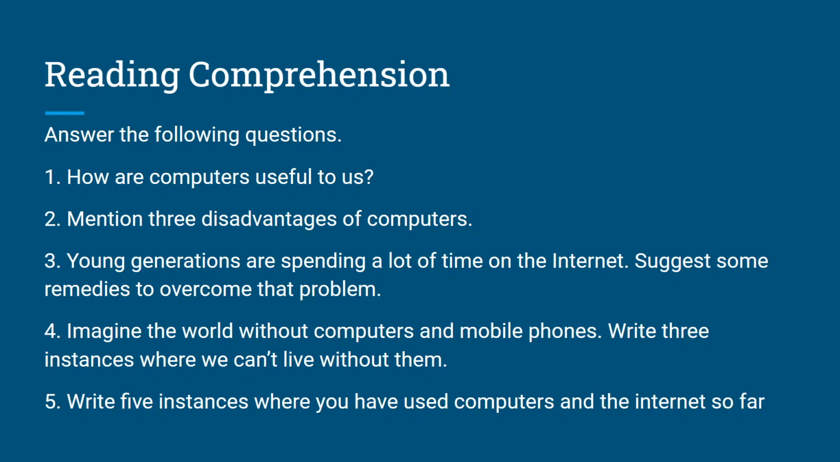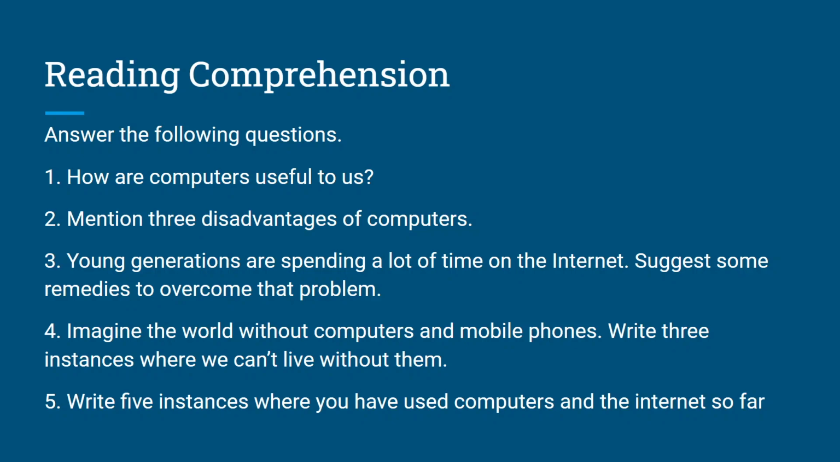If the question is how are the computers useful to us, then you have to begin the answer with your own sentences. So for example, the computers are useful to us in the following ways: 1, 2, 3, 4. So you have to make a list of useful things from the computers. Next, mention the 3 disadvantages of the computer. So you have to begin the answer: the 3 disadvantages of the computers are, then you have to list what are those disadvantages. Refer to the text, read the lesson and answer those things.